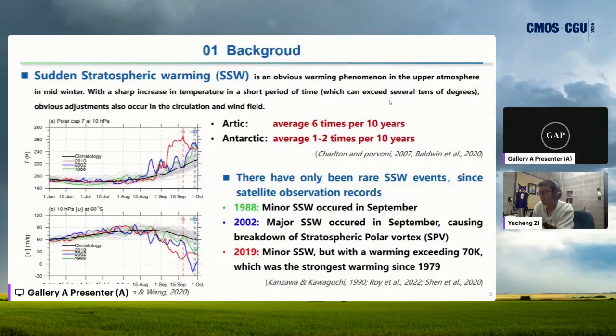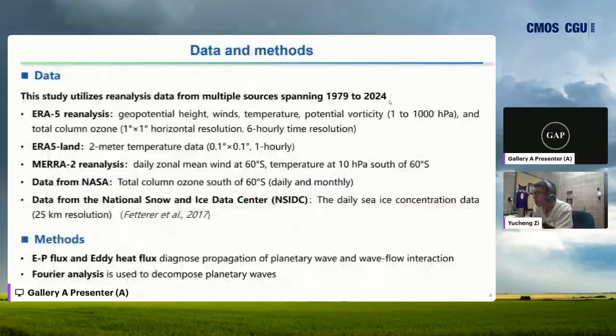In the Arctic, the average is 6 to 10 per 10 years. However, in the Antarctic, it's an average of 1 to 10 per 10 years. So there are few SSW in the Antarctic, just in 1988, 2002, and 2019.